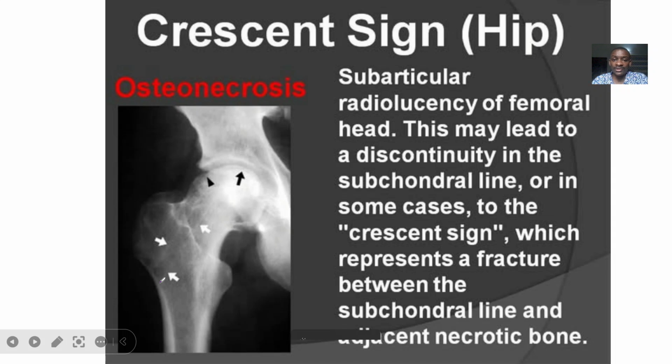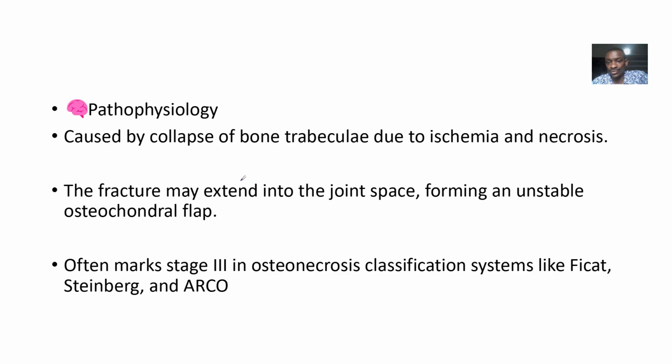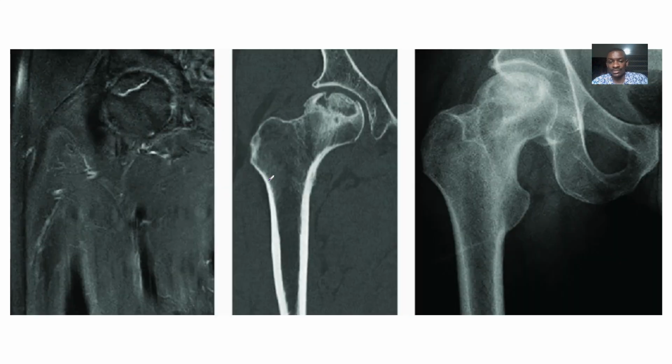So with subchondral fracture, you can see the crescent sign. It's looking like a moon. It shows that there's kind of a dislocation happening.